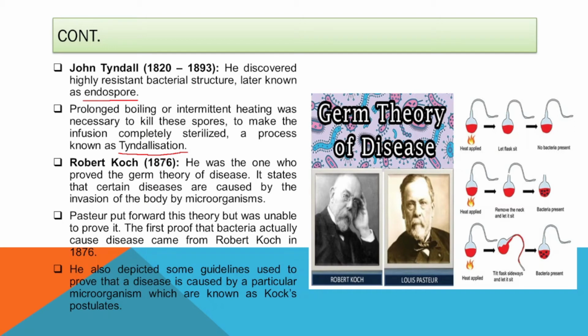Robert Koch in 1876. He was the first one who proved the germ theory of disease. It states that certain diseases are caused by the invasion of the body by microorganisms. Pasteur put forward this theory, but was unable to prove it. The first proof that bacteria actually cause disease came from Robert Koch in 1876.